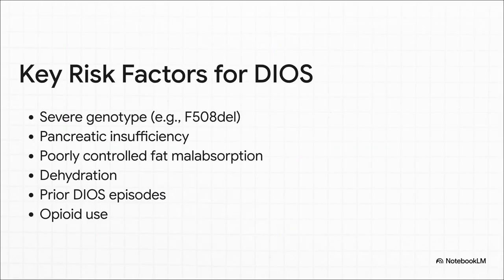Now this right here is basically your clinical cheat sheet. Your suspicion for DIOS needs to shoot way up when you have a patient with a severe genotype, like being homozygous for the F508del mutation. Pancreatic insufficiency is another huge one. It makes sense, right? If you don't have the enzymes to break down fat, your stool gets a lot thicker and stickier. Dehydration and opioid use are classic triggers. But the biggest predictor of all is a history of a previous DIOS episode. If they've had it once, they're at high risk for having it again.